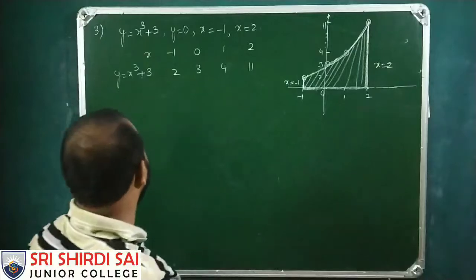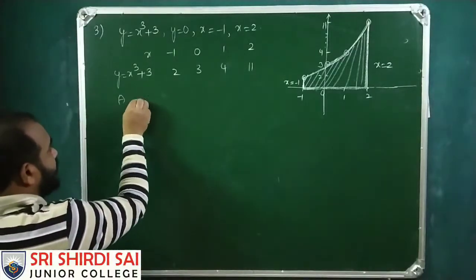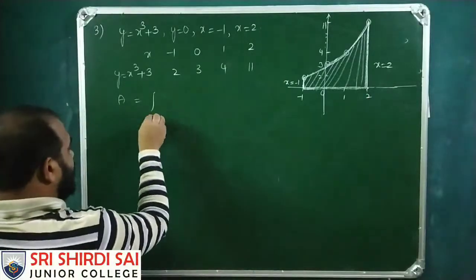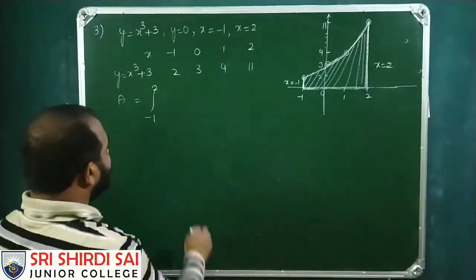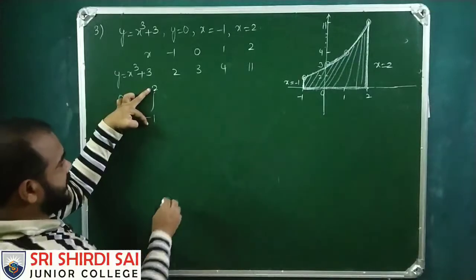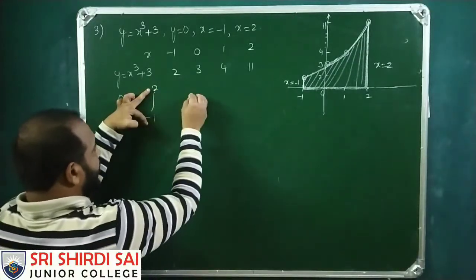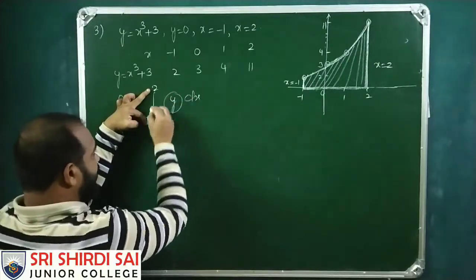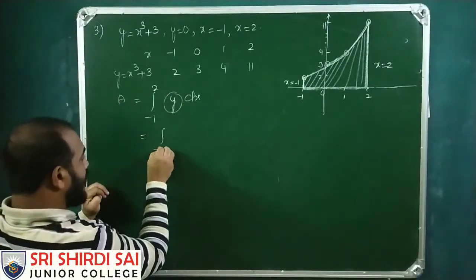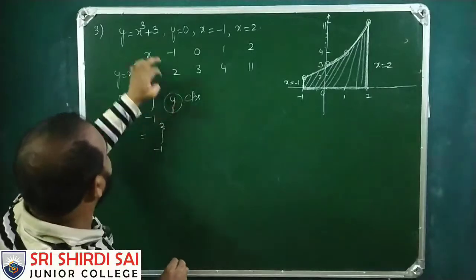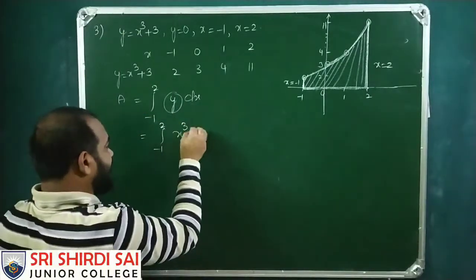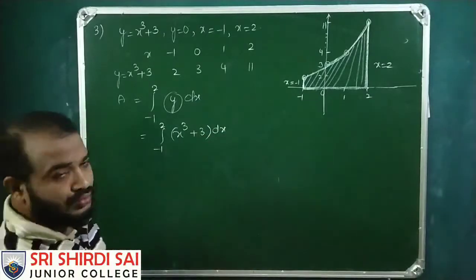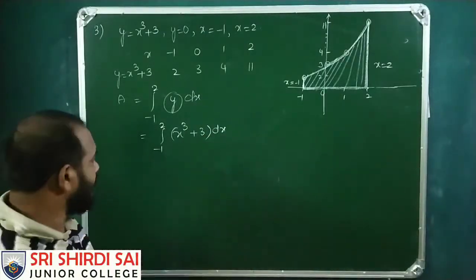So the area is equal to, from where to where? Minus 1 to 2. From minus 1 to 2 are the limits of x. If these are the limits of x, then I will get dx. So it is y dx, and y is anyway a function of x only. So this is the integral from minus 1 to 2 of x cube plus 3 dx.